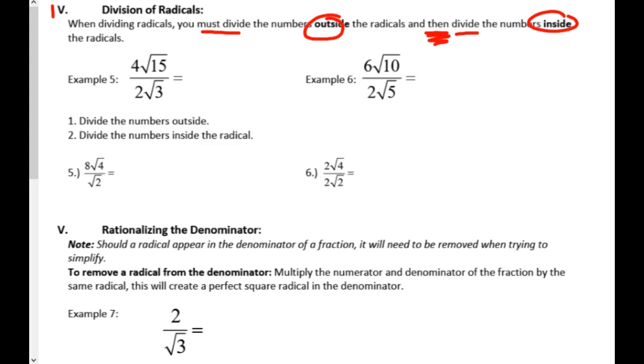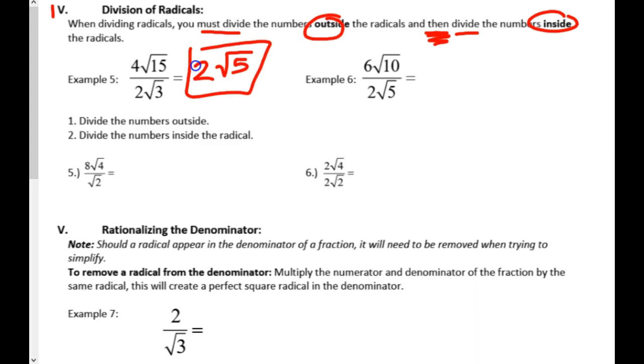On the outside, I've got 4 divided by 2. 4 over 2 gives me 2, right? So you're just dividing. 15 and 3 are on the inside, so now we're going to divide those inside the square root. What's 15 divided by 3? 5. Now we always want to think, can I reduce that radical? Can we reduce 5 any further? We can't, because 5 is a prime number. Good. So 2 square root of 5, that's it. All right? Was that hard?